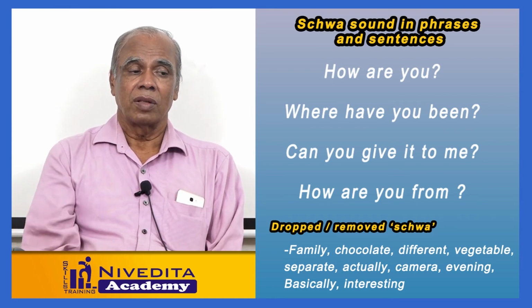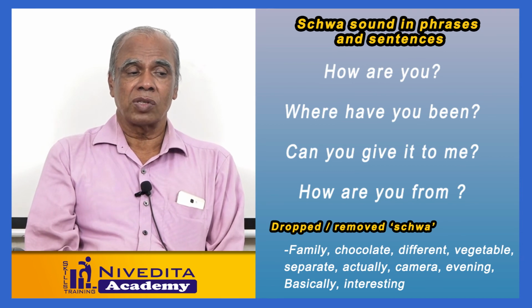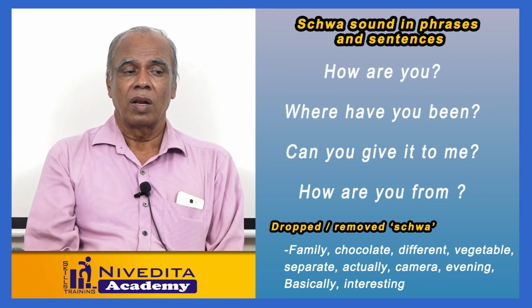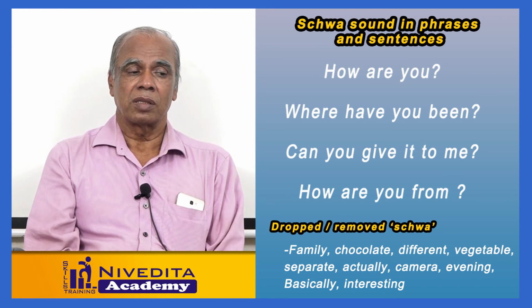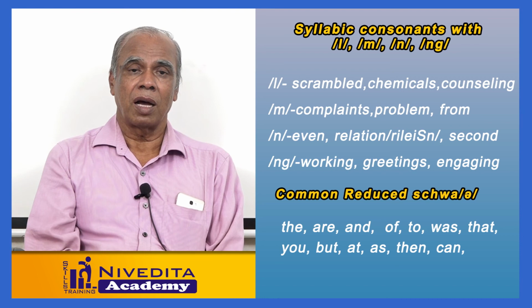And then there are some syllabic consonants. L, m, n, ng. The word ends with this. So in that case, that becomes silent. Scramble. It's not scramble. Scramble. L is followed by d. Chemical. Ka will be followed by l. Counseling.